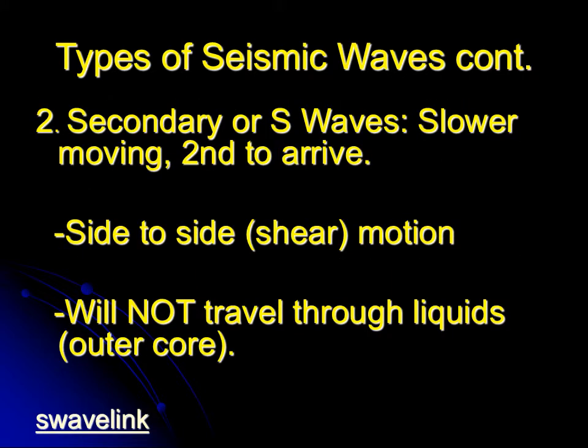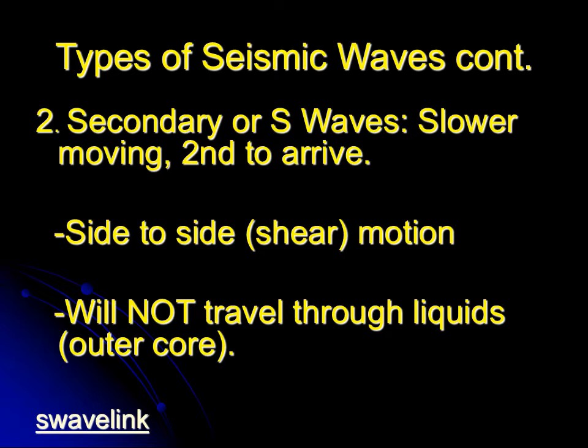The second type of wave is called secondary or S wave. They're slower moving. So P is primary, S is secondary, second to arrive, and slower. They go side to side. Remember, another word for side to side is shear motion. They won't travel through liquids, whereas the P waves can travel through liquids and solids.